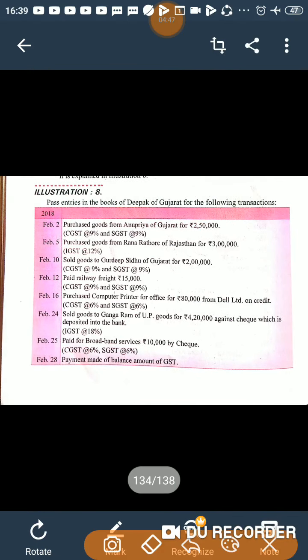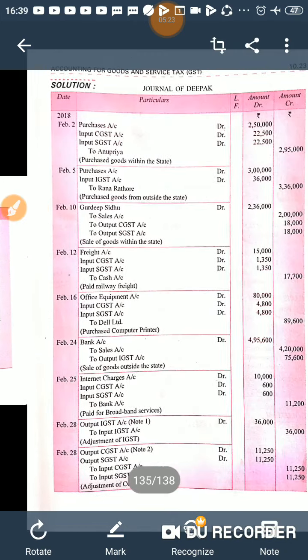Now the next one is February 12, paid railway freight rupees 15,000. Now in this transaction also it is not mentioned whether it was interstate or intra-state, outside the state or within the state. And we have discussed in the note that if nothing is mentioned, it is assumed to be within the state. So in the question itself it says CGST, and they ask you to charge CGST and SGST. So railway freight, we are making payment. So freight is an expense for the business. Freight is involved, cash is involved.